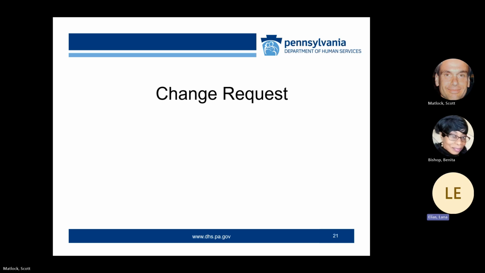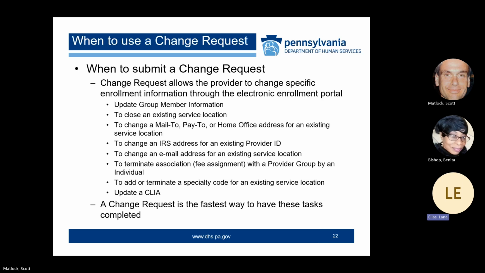Okay, a change request. When to submit a change request or how to use it. The change request allows providers to change specific enrollment information through the electronic enrollment portal. Providers can update group member information. They can close an existing service location. They can make a change to mail to, pay to, or home office address information for an existing service location.